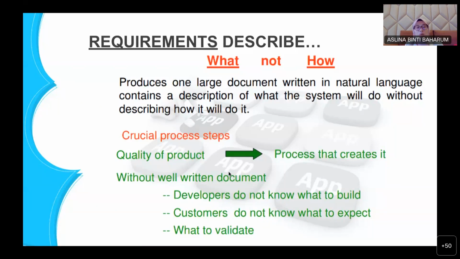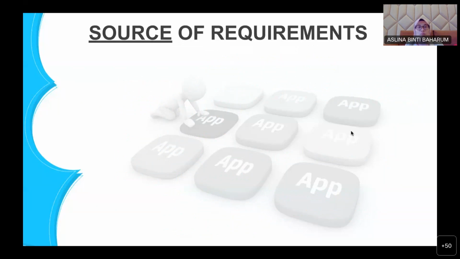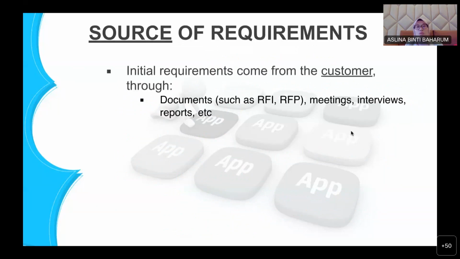Without a well-written document, developers do not know what they should develop. Customers also do not know what to expect, and both couldn't be validated. So where can we get a requirement? There are a few sources to get the requirement.